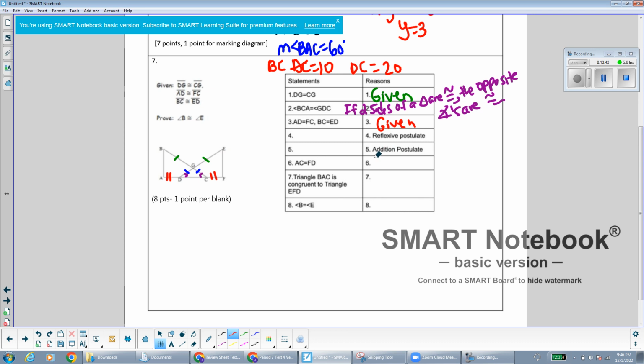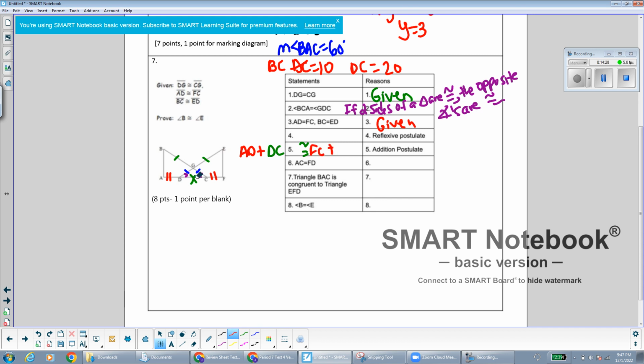And it seems that the goal of our addition postulate is to prove that AC is congruent to FD. AC is the whole side of this triangle, and FD is the whole side of this triangle. To make AC, we're going to be adding AD, and let me get a different color, and DC. So I'm going to put that here, AD plus DC. That makes AC, and that's congruent to FD. To make FD, we're going to be adding FC and DC. So let me write that here, FC plus DC.